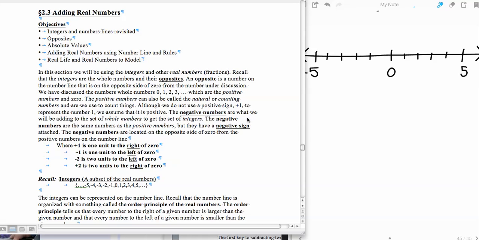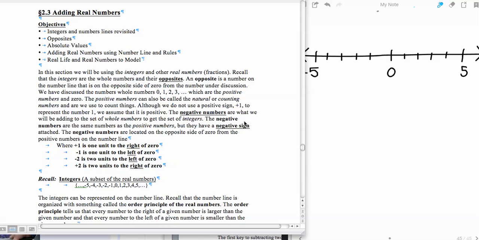First of all, remember that integers are a subset of the real numbers, and the ones that we're going to be incorporating the most are fractions, but we'll also get into a couple of decimals, which are all real numbers. So first off, recall that the integers are basically the whole numbers and their opposites, and an opposite is a number on the number line that is on the opposite side of 0 from the number under discussion. If we want to discuss the whole numbers 0, 1, 2, and 3, which are the positive numbers and 0. Positive numbers, remember, are another way of saying natural numbers.